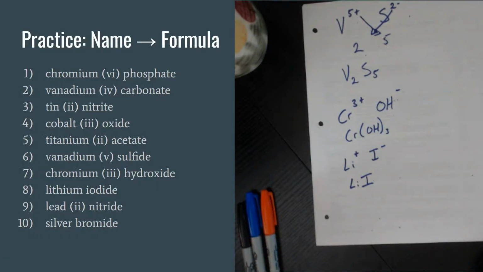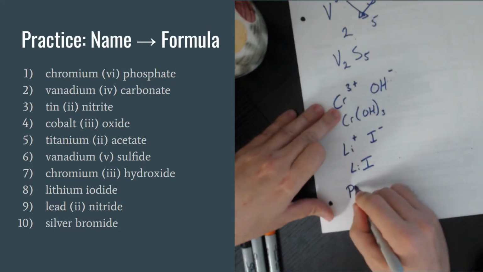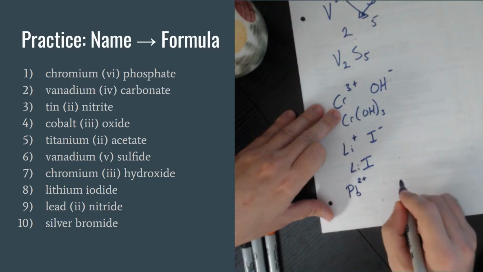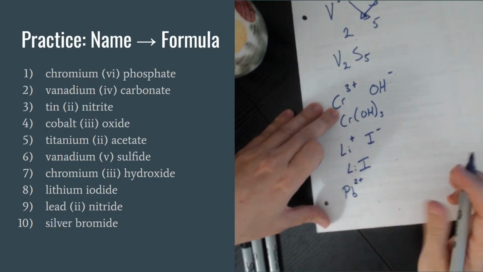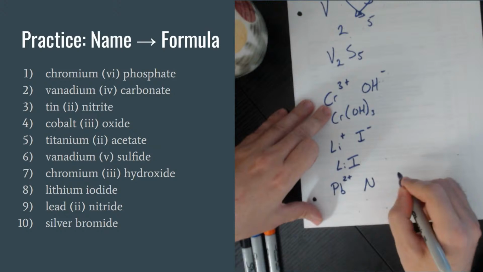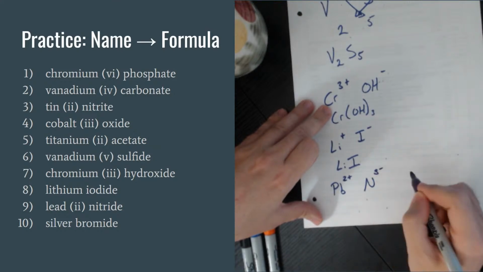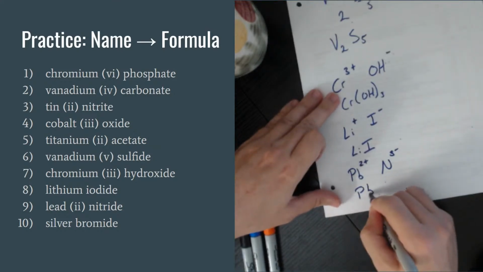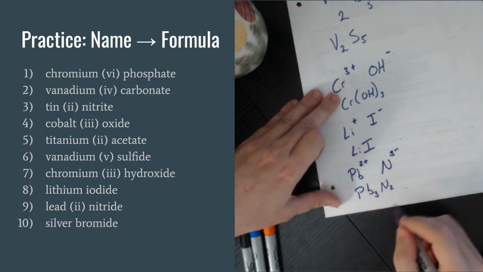Lead 2 nitride. Okay. Lead is Pb, 2 plus charge. Nitride means we're looking at, again, a monatomic ion. Nitrogen. Nitrogen always takes a 3 minus charge. So this is Pb3N2.